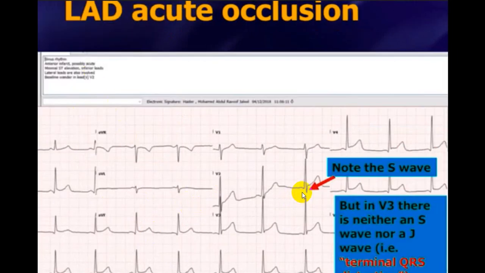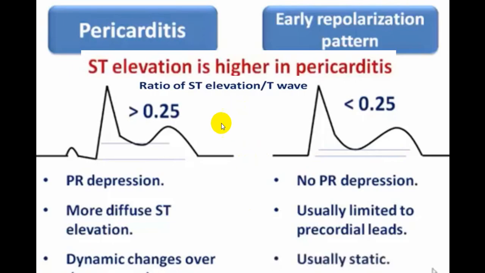Again, here the S wave is present, but in V3 there is no S wave and there is no J wave. Neither S wave nor J wave is there. Hence, this should be suspected as STEMI. Here there is an S wave in V2, but there is no J wave. Here there is no J wave as well as no S wave. So if there is absence of S wave and J wave in either V2 or V3, you should suspect ischemic heart disease. Now, a similar pattern you see in pericarditis.